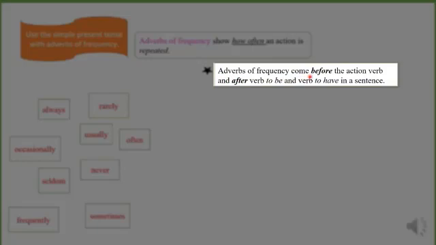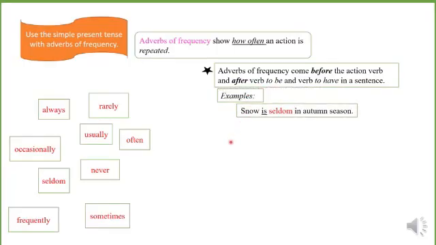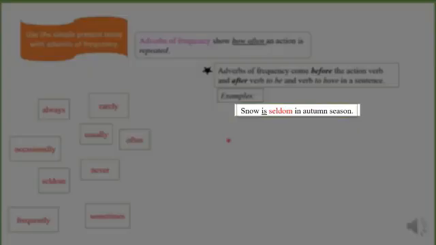Adverbs of frequency come before the action verb and after verb to be and verb to have. Let us see these sentences. Snow is seldom in autumn season. The verb here is is. It's verb to be. So the adverb of frequency should come after it, after verb to be. So verb to be and then the adverb of frequency.